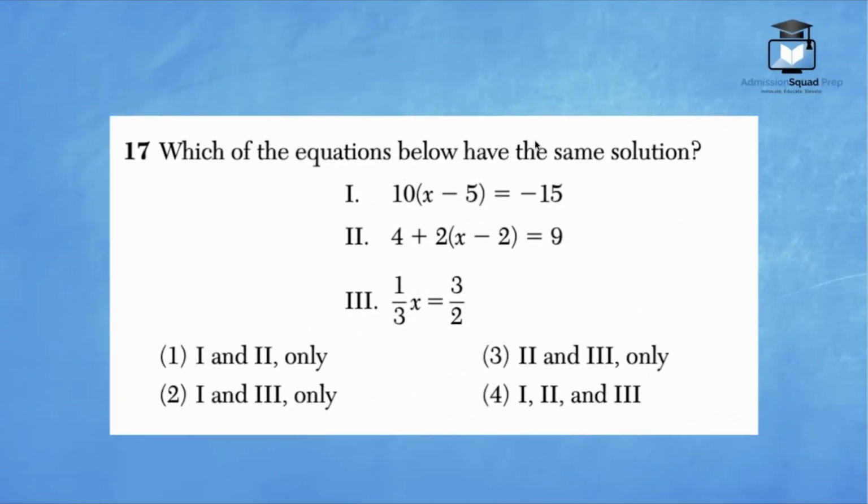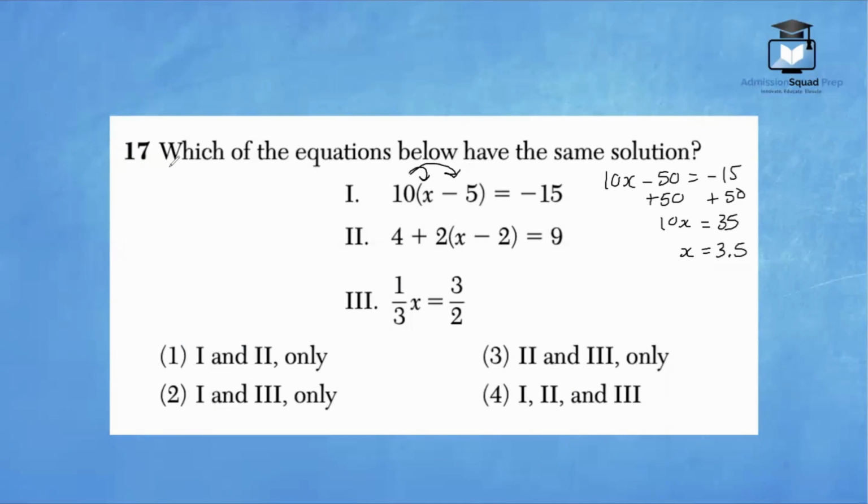Which of the equations below have the same solution? Let's go ahead and solve. For the first problem, we're going to perform the distributive property. We have 10 times x and 10 times negative 5. So 10x minus 50 equals negative 15. We can add 50 on both sides. So 10x equals 35 and x equals 3.5. That is the value of x for answer choice 1.